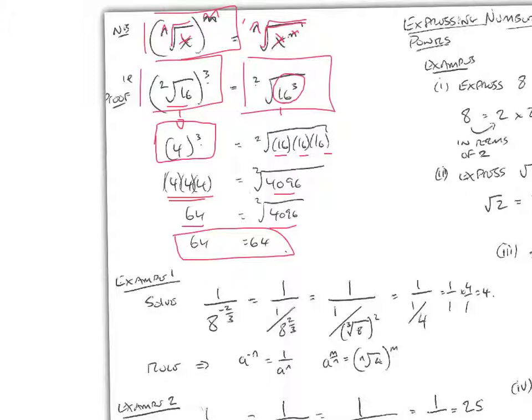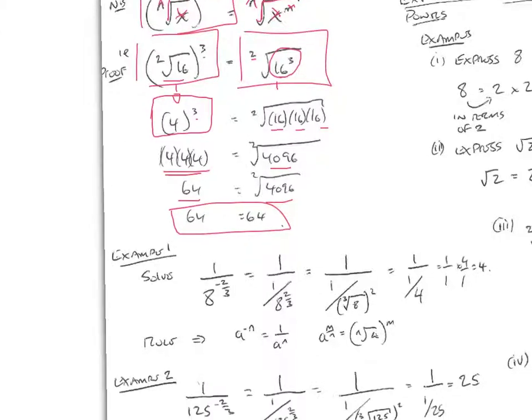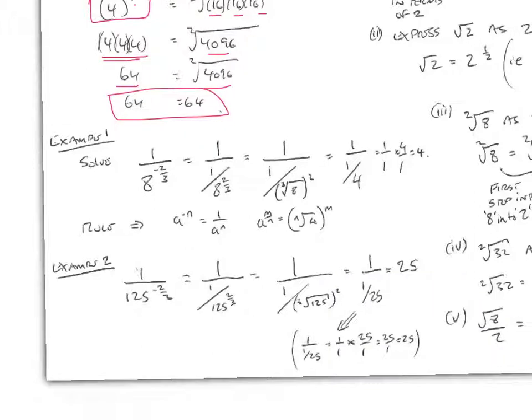Okay, so what kind of problems do we meet with these? I'll give you two examples here, and I'll state the rule underneath as we're working through them. Solve 1 over 8 to the power of minus 2 over 3. Well, that is the same as 1 over 8 to the power of plus 2 over 3, because I'm turning this a to the minus n into 1 over a to the plus n. So here's my a to the minus n, and I'm turning that into 1 over all of that.